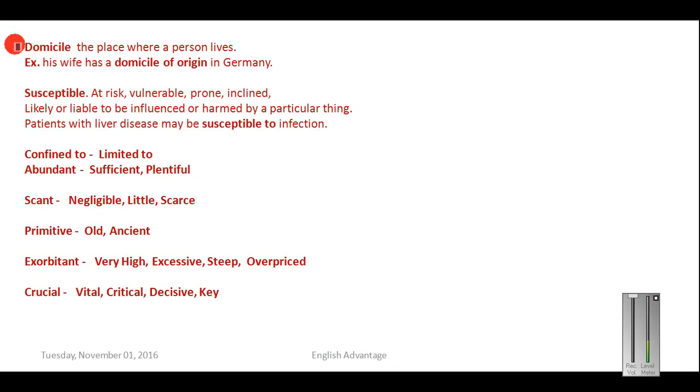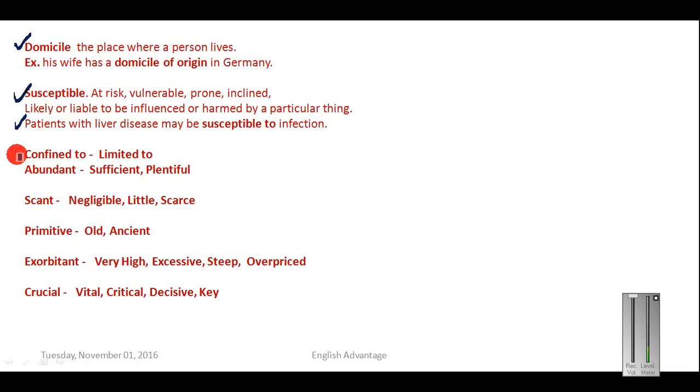Domicile. Okay, domicile means a permanent resident of somewhere. His wife has a domicile of origin in Germany. So you can say she is the permanent resident of Germany. Susceptible means influenced by or at risk from something. Likely or liable to be influenced or harmed by a particular thing. You can go through this example also. A patient with liver disease may be susceptible to infection. Okay, they may be affected by infection.